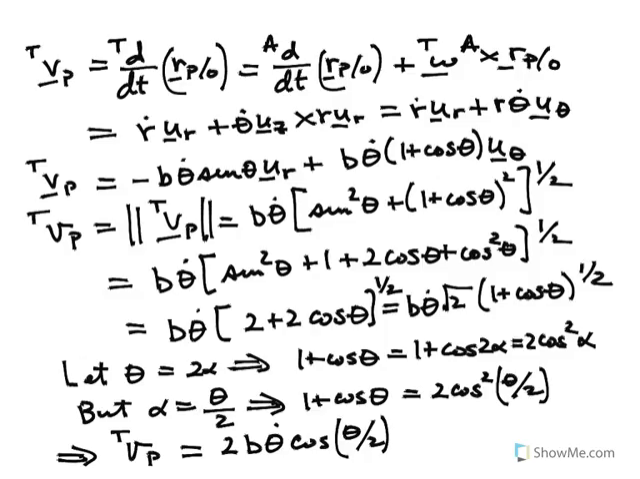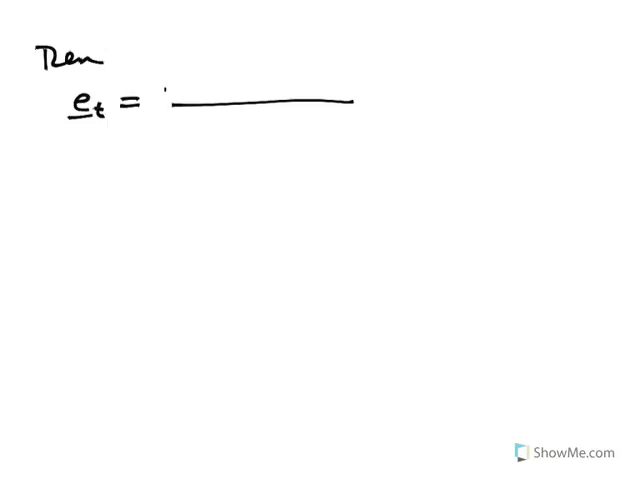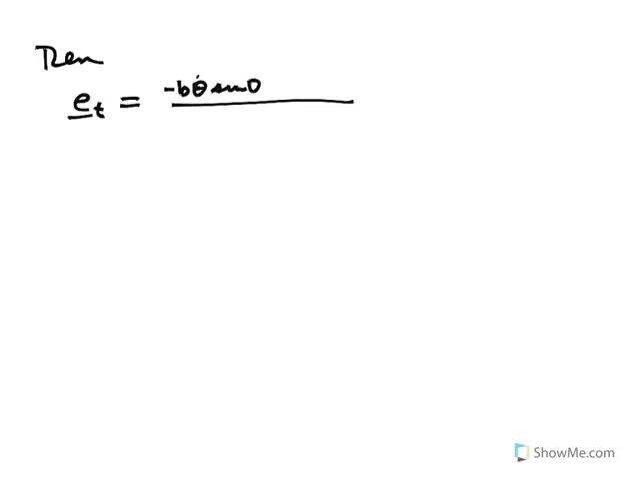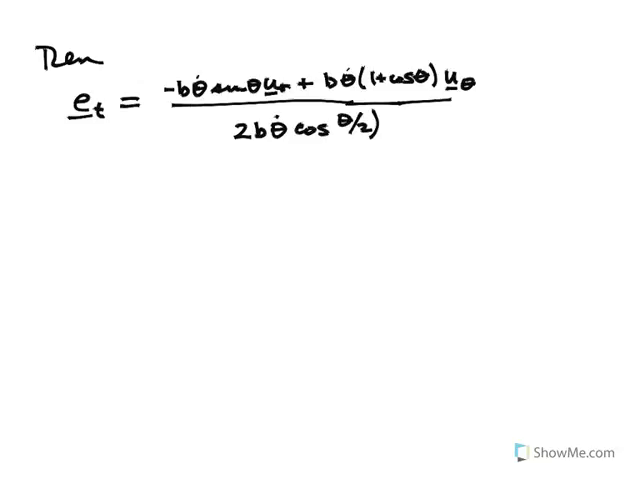The tangent vector is equal to whatever I had in the numerator, which is this velocity. There's a b theta dot. So I get minus b theta dot times sine theta u_r, and I get plus b theta dot times 1 plus cosine theta, and then this whole thing is multiplied by u sub theta, and it's divided by 2b theta dot times the cosine of theta over 2.